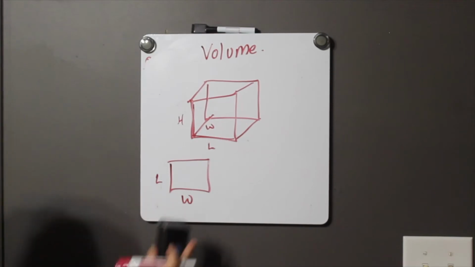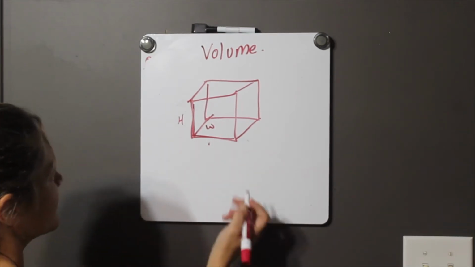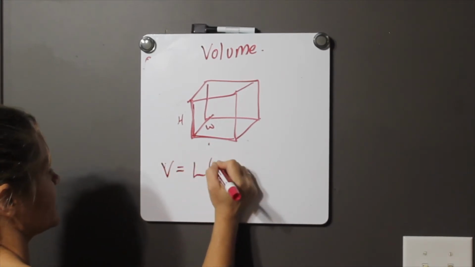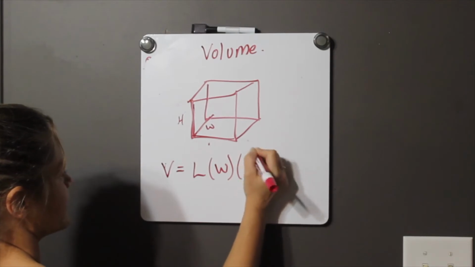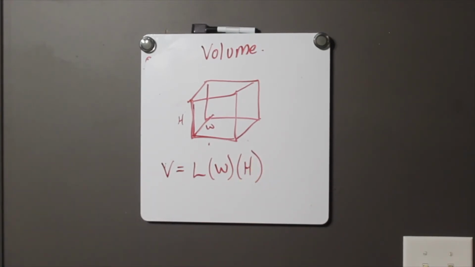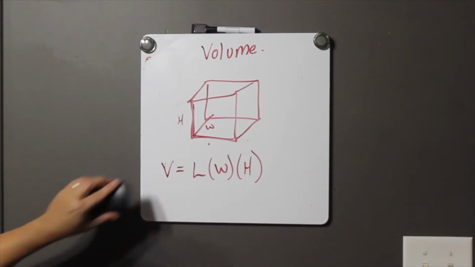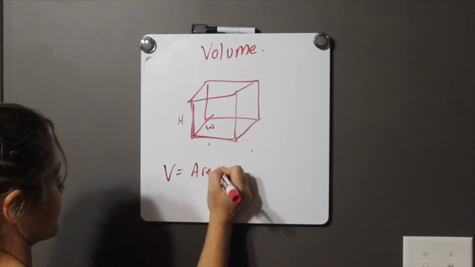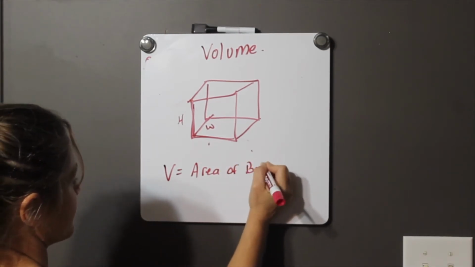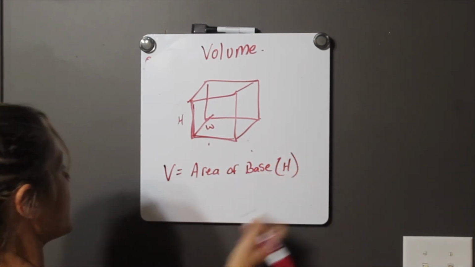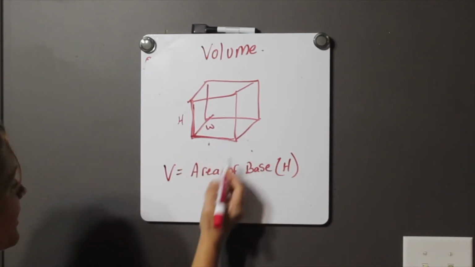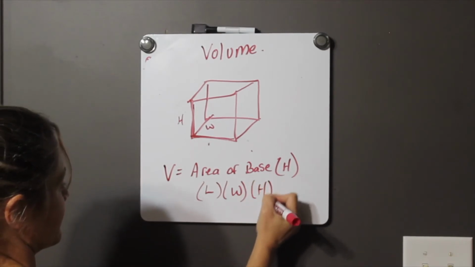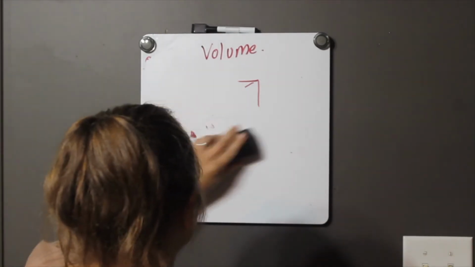That means we're going to have to multiply 3 different numbers together. So to find volume, we do length times width times height. That's going to give us the volume. Or you can say area of the base times the height, because the area of the base is the same as length times width in this figure, if it's a cube.